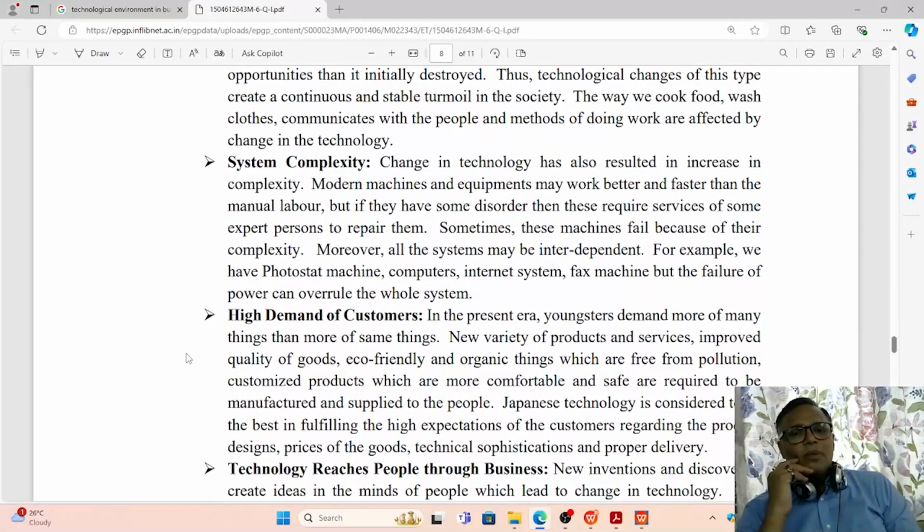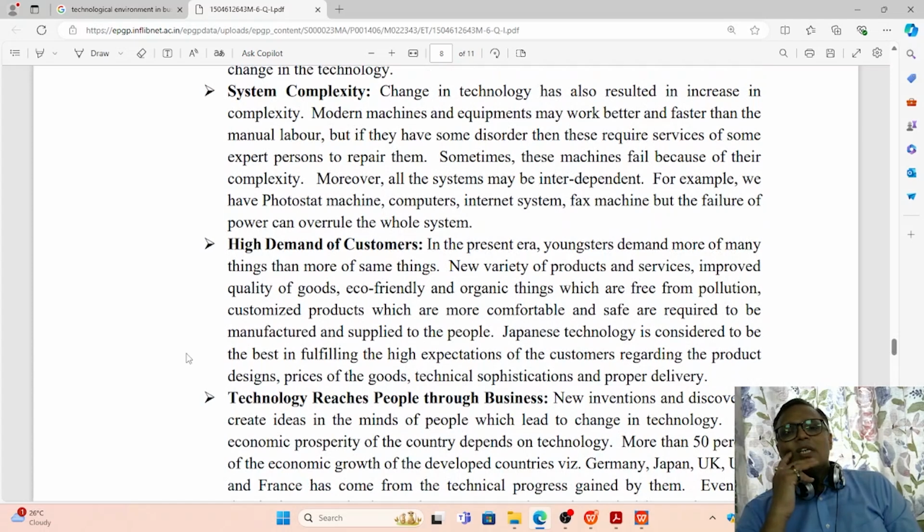Second is about the system complexity. Change in the technology has also resulted in an increase in complexity. Modern machines and equipment may work better and faster than manual labor. But if they have some disorder, then they require the services of expert persons to repair them. Sometimes the machines fail because of their complexity. Moreover, all the systems may be interdependent. For example, they have a full set of machines, computer, internet, fax machine, but the failure of the power can overrule the whole system.